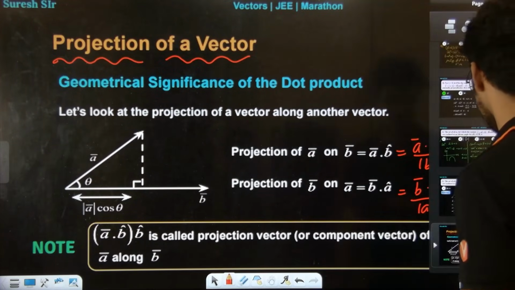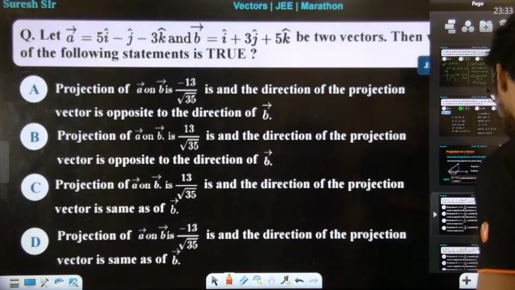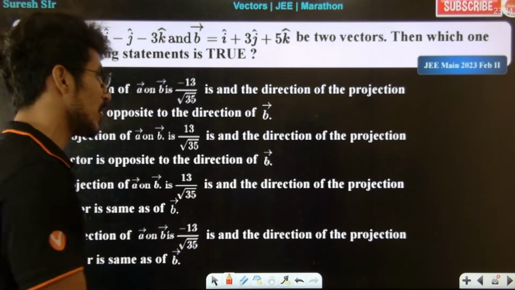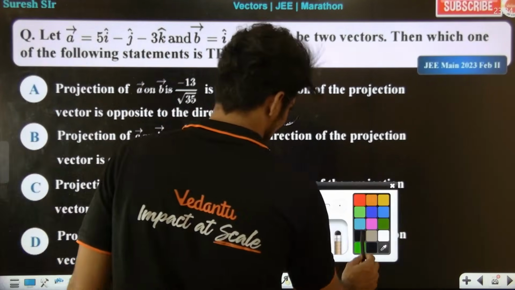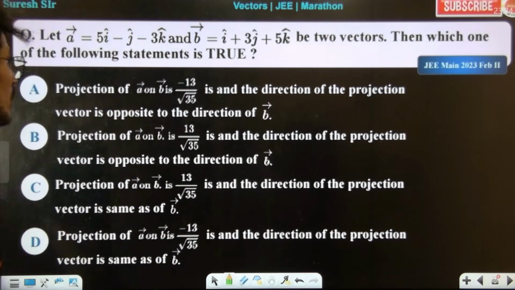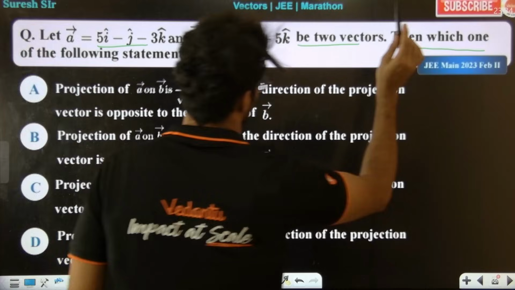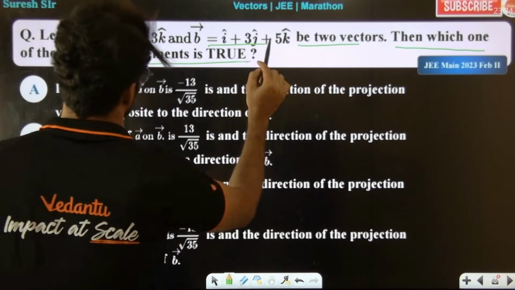You will understand how important this concept is now while solving the questions. They are very simple, basic NCERT level questions. So let us try to solve all the questions now. See, A vector, B vector, two vectors here. Which of the following statements is true?